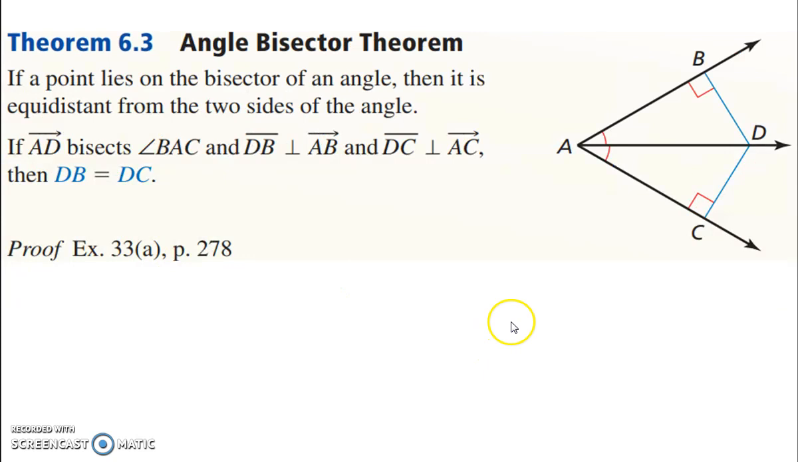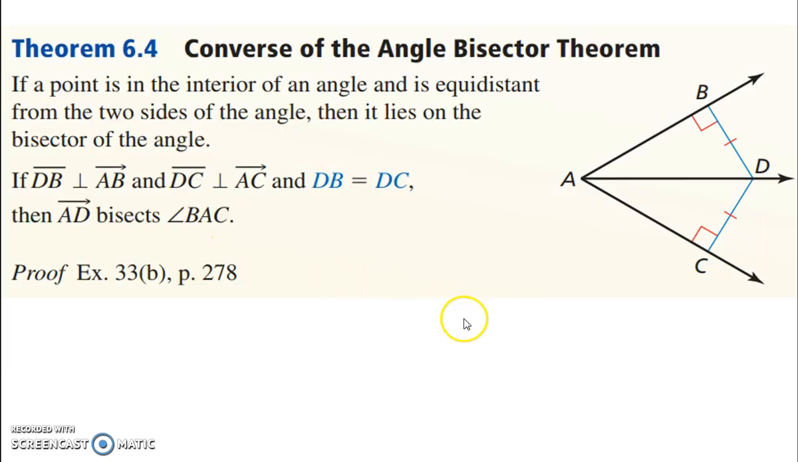The angle bisector theorem says if a point lies on the bisector of an angle, then it is equidistant from the two sides of the angle. Now that distance, remember, always has to be along a perpendicular line. The closest distance from a point to a line is the perpendicular line.